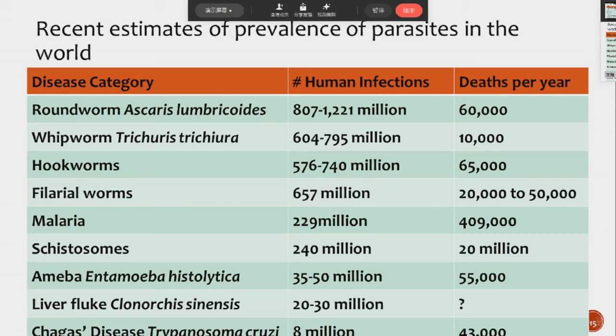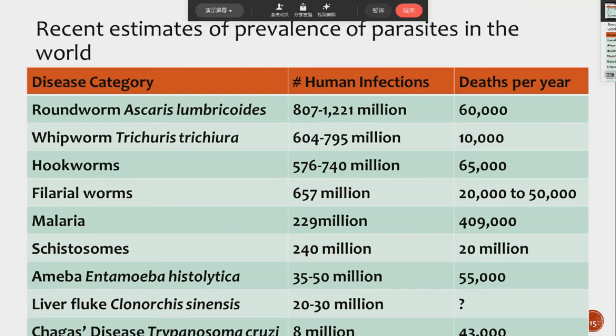The liver fluke has several species, but in China the species is Clonorchis sinensis. The infection rate is high and commonly occurs in Guangdong, Guangxi, or Heilongjiang, because of their eating habits. So that is the liver fluke. And how many people died from this parasite infection? There are no data.